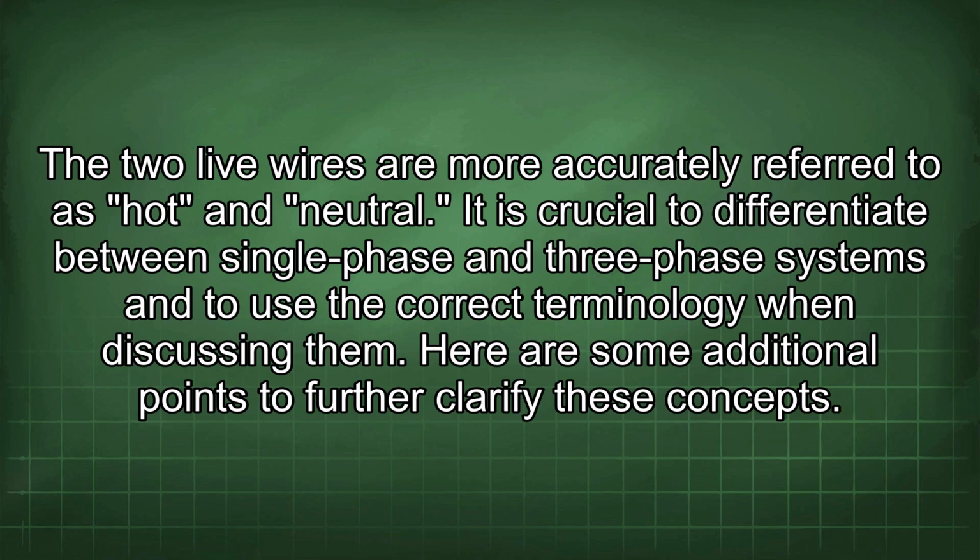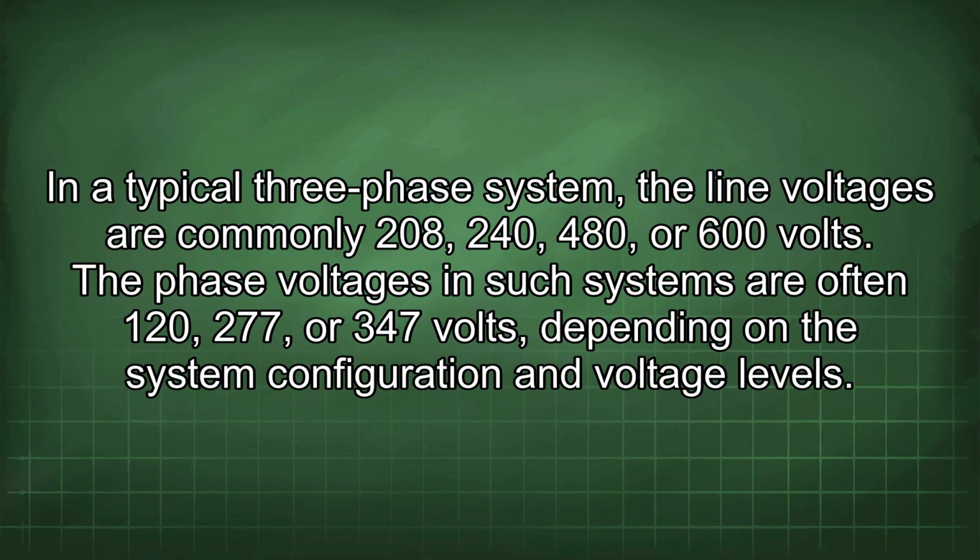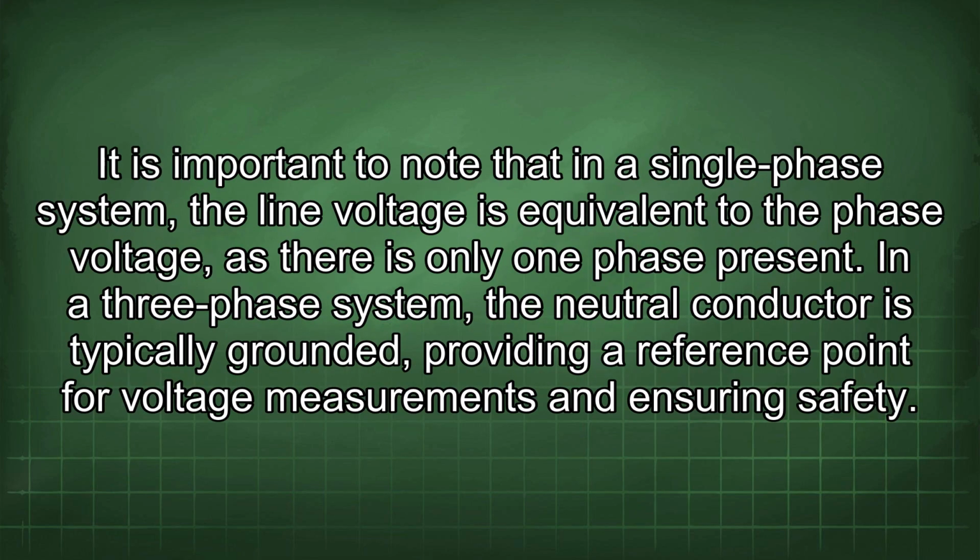Here are some additional points to further clarify these concepts. In a typical three-phase system, the line voltages are commonly 208, 240, 480, or 600 volts. The phase voltages in such systems are often 120, 277, or 347 volts, depending on the system configuration and voltage levels. It is important to note that in a single-phase system, the line voltage is equivalent to the phase voltage, as there is only one phase present.